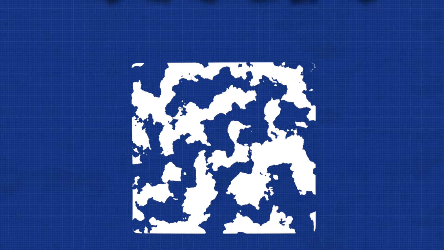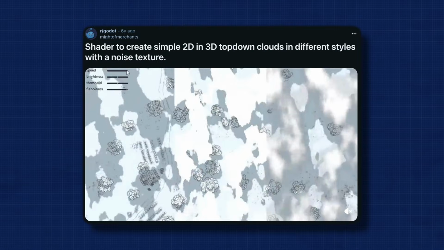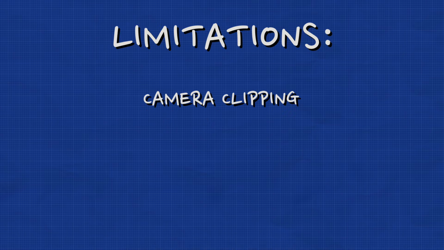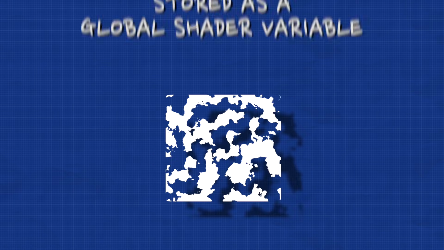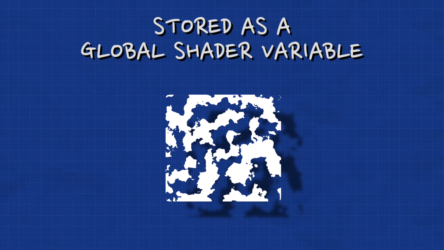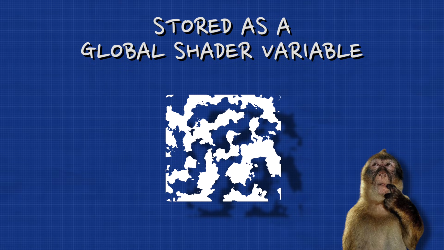Last but not least, let's talk about clouds. When I initially developed the clouds in my game, I used a large quad with a noise texture to cast shadow onto my scene based on the shader I found on this Reddit post. This had its limitations though, with camera clipping and finite size causing it to look bad at certain camera angles and light directions respectively. I then realized I could store a 2D noise texture as a global shader variable, which completely changed how I thought about this.